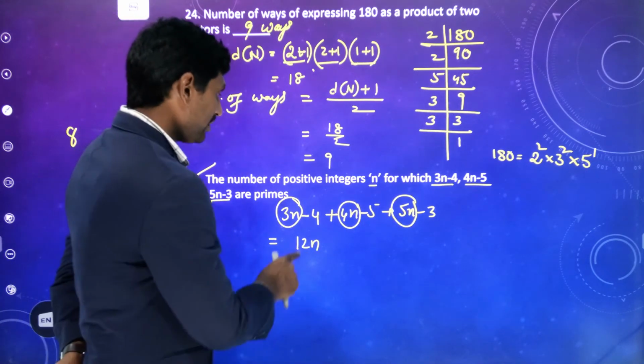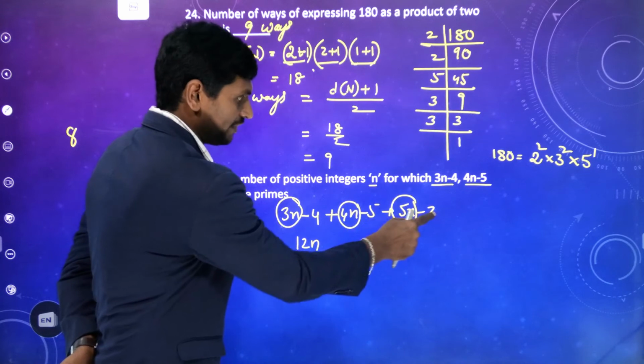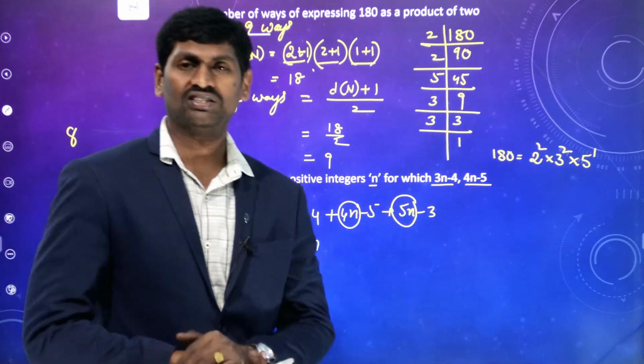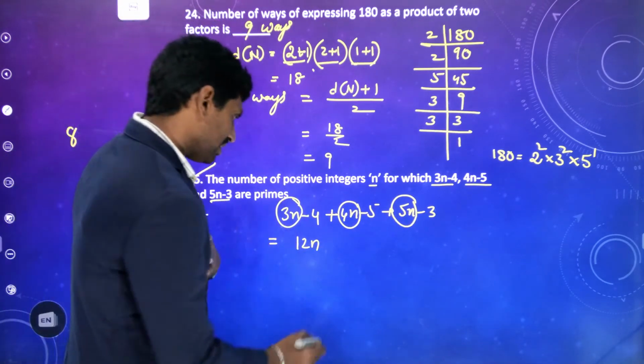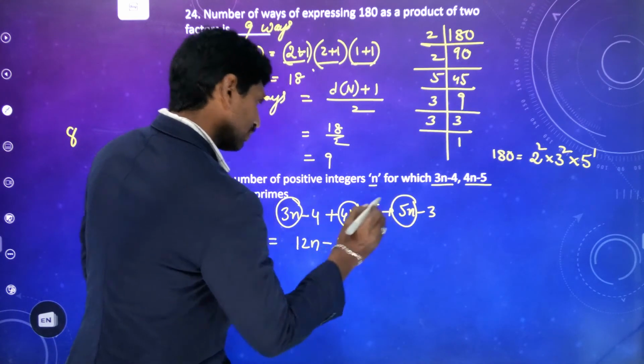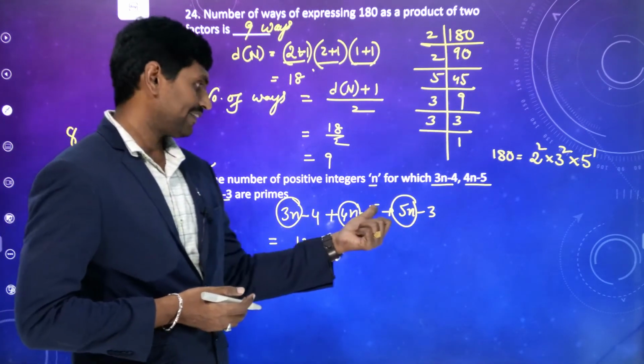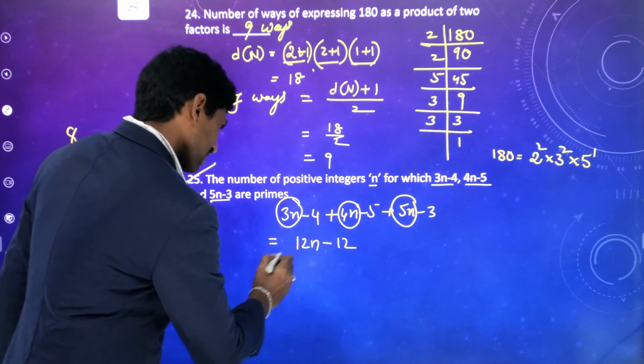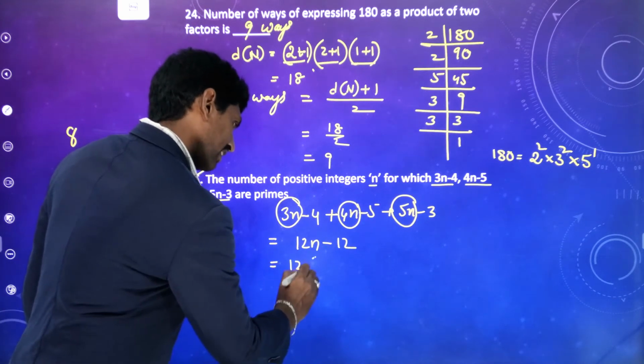Now numbers minus 4, minus 5, minus 3. All are negative numbers. We can add with negative symbol. 4, 5, 9, 9, 3, 12. Now both are having 12 as a common factor and minus 1.